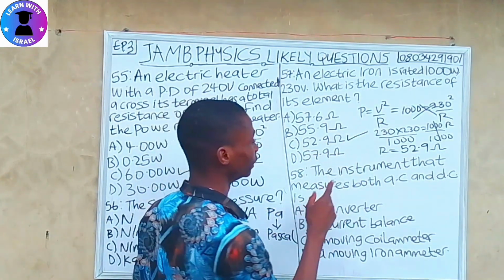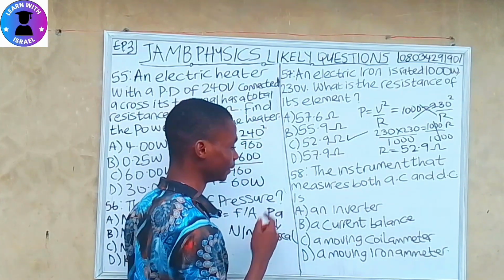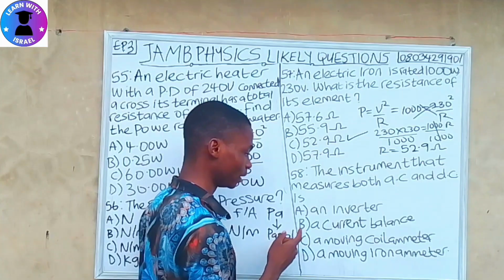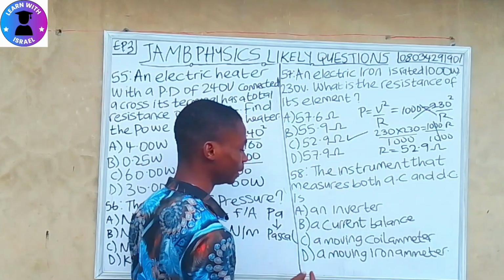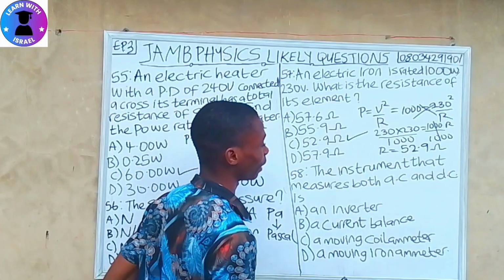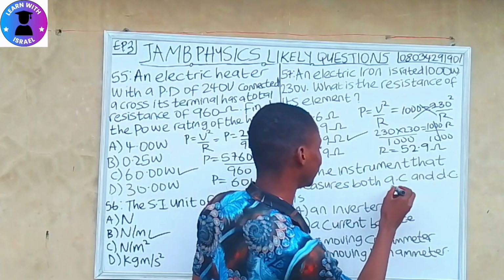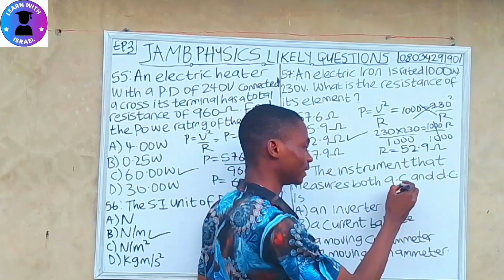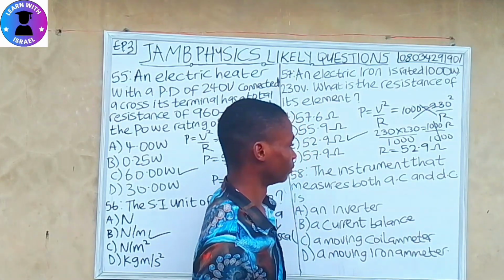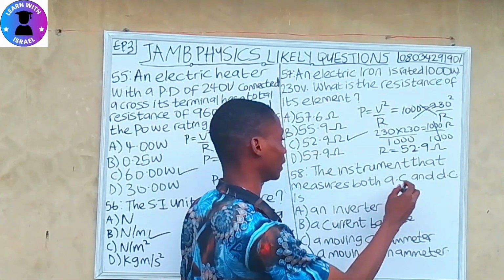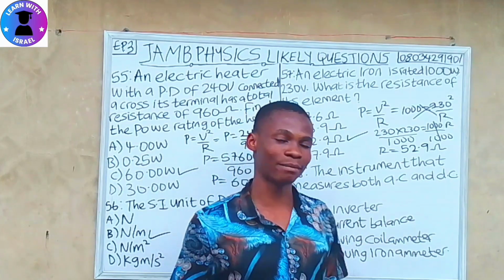Question 58. The instrument that measures both AC and DC is A, an inverter, B, a current balance, C, a moving coil ammeter, D, a moving iron ammeter. AC means alternating current and DC means direct current. The instrument that measures both alternating current and direct current is the moving iron ammeter.